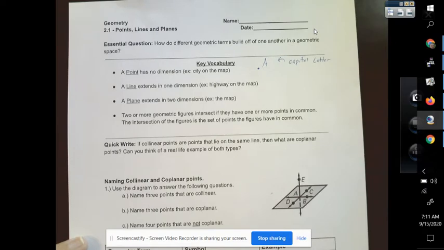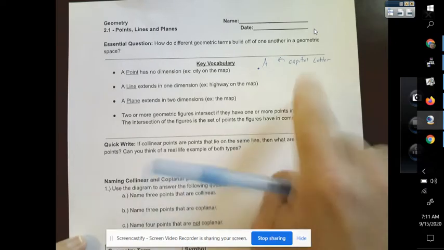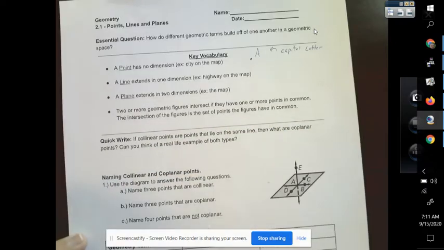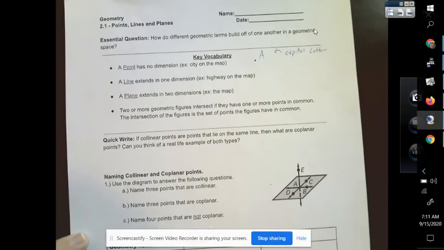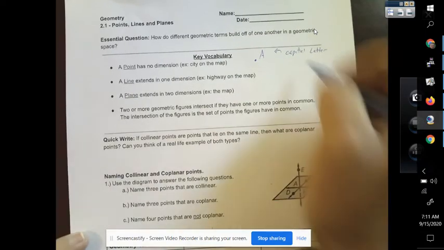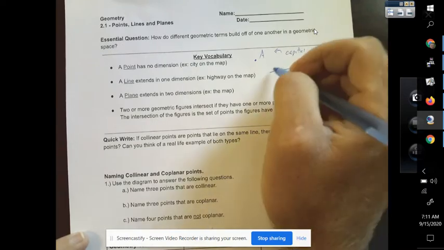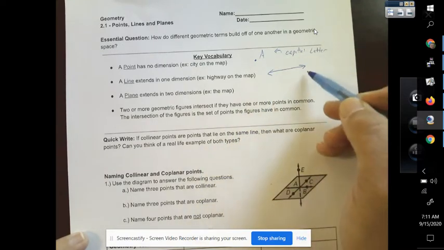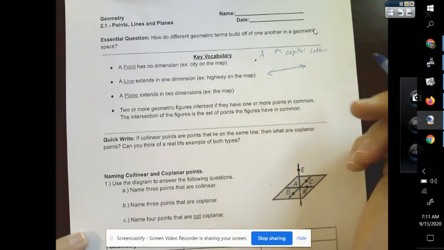If you want to think about a giant map, a point could just be a little dot on the map, like a little thumbtack. You get the idea. A line extends in one dimension. Think of a highway on the map. A line goes in both directions. The arrows are the most important thing.